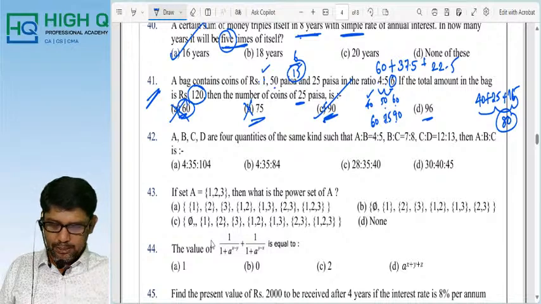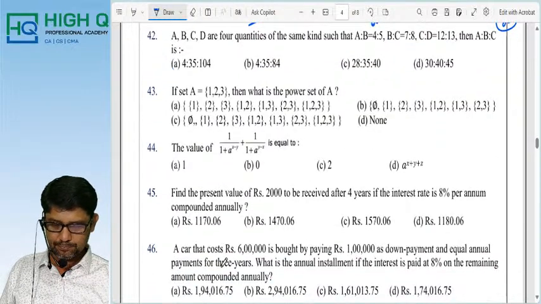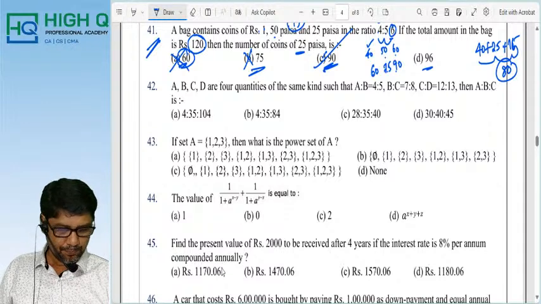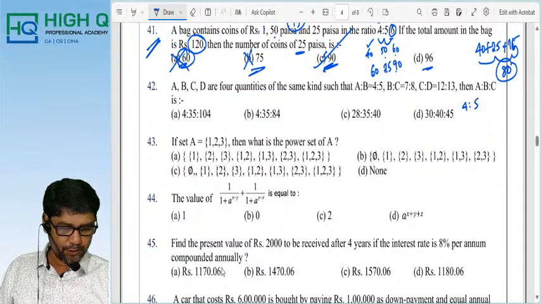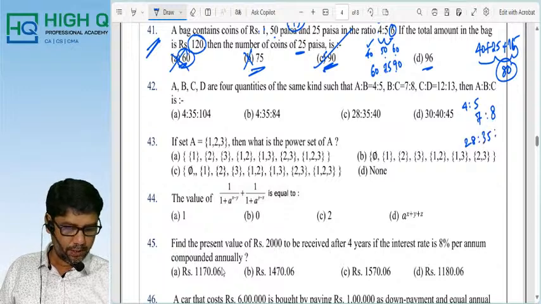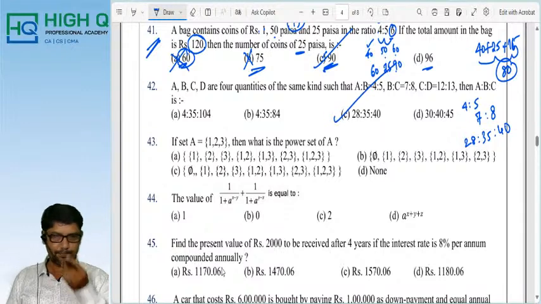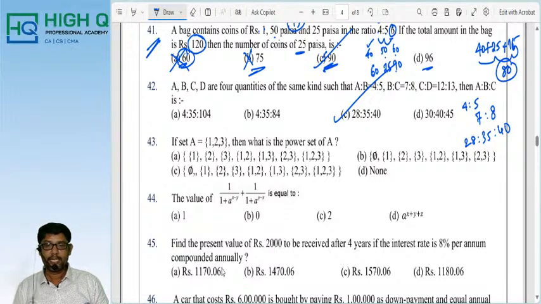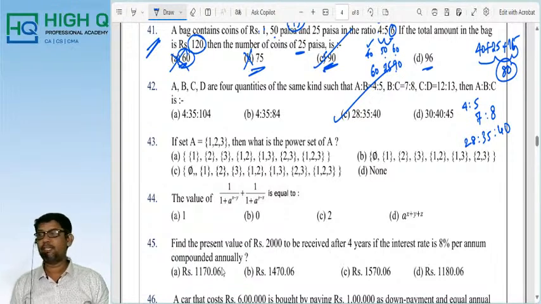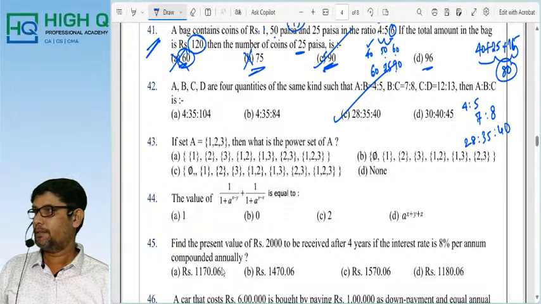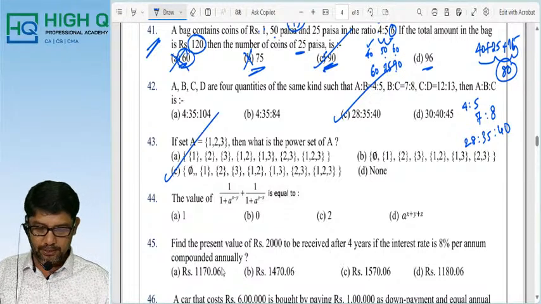I think the next one is very simple, my dear. A is to B is to C. Now 4 is to 5, 7 is to 8, 28 is to 35 is to 40. Can you give me the answer for 43? What is the power set? Subset of all set. Power set. Option C.